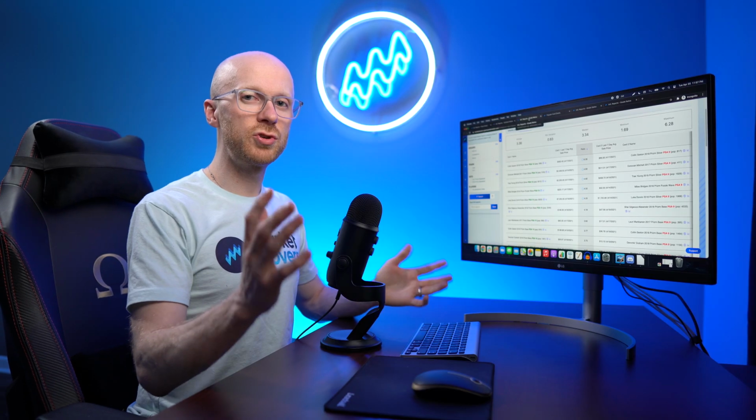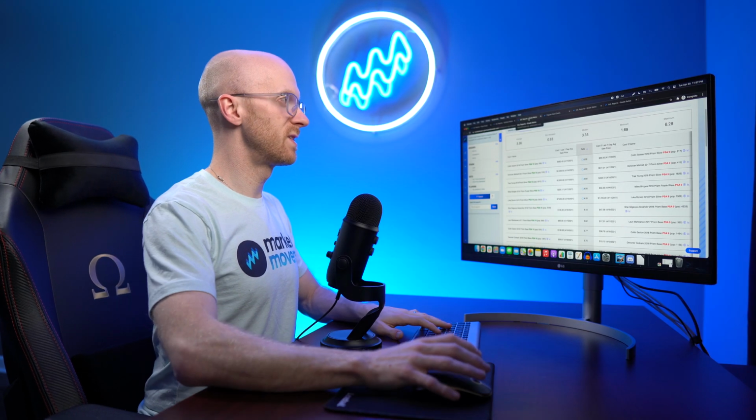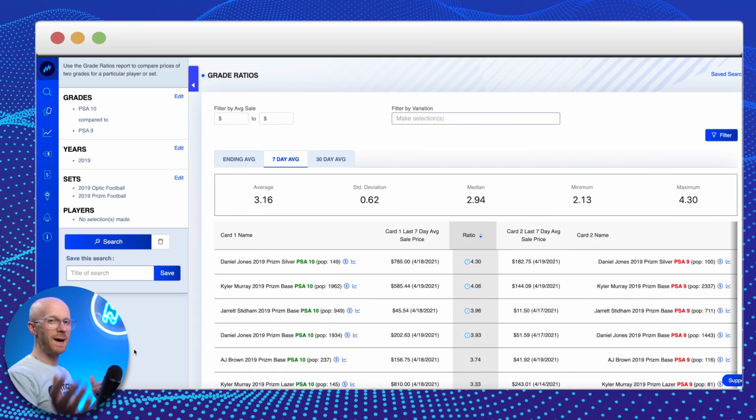All right, so let's look at two more grade ratio reports before we're done today. So this next one, shifting our attention back to football. PSA 10 to PSA 9, 2019 Optic and Prizm football. You can see the 7-day average, the average multiplier, 3.16.